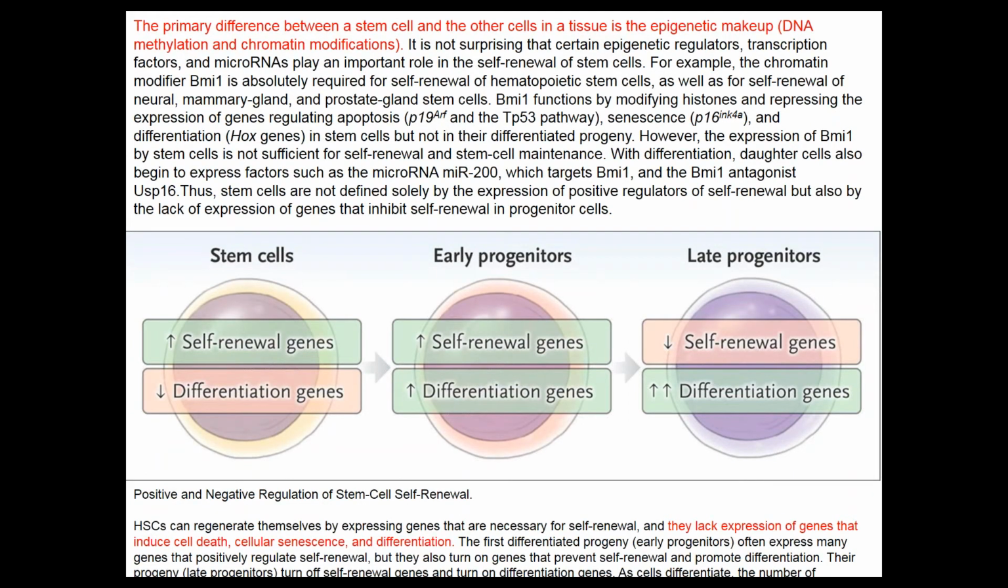And so this review goes through all of this stuff and how stem cells that have self-renewal genes, their roles, downregulation of differentiation, then become early progenitors where differentiation genes are then upregulated, and late progenitors, adult cells in essence, where the self-renewal genes are not necessarily downregulated and disappeared, whereas the differentiation genes are expressed at a high degree.